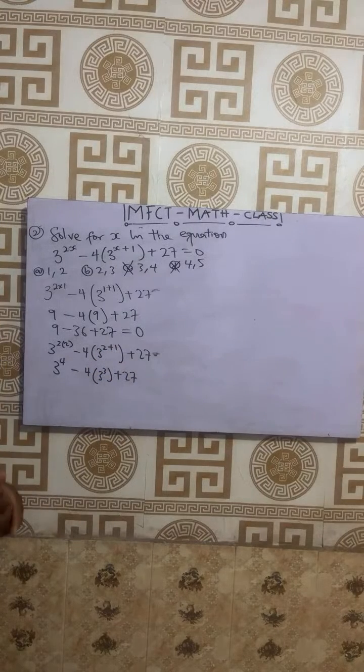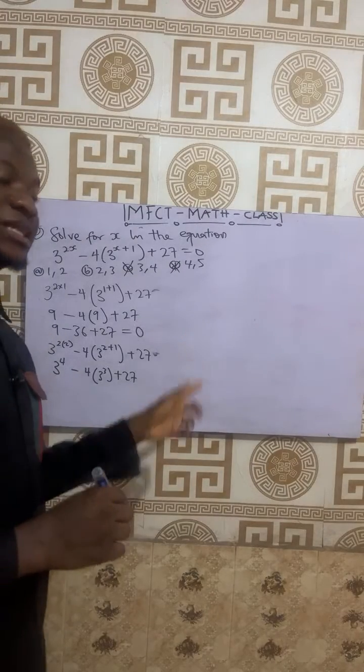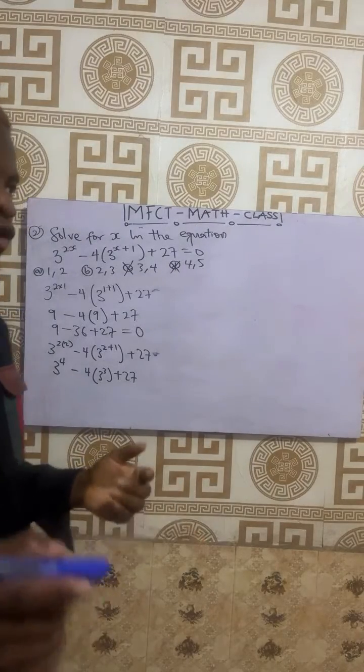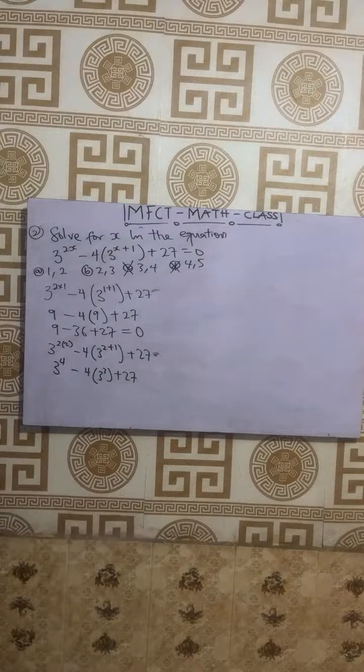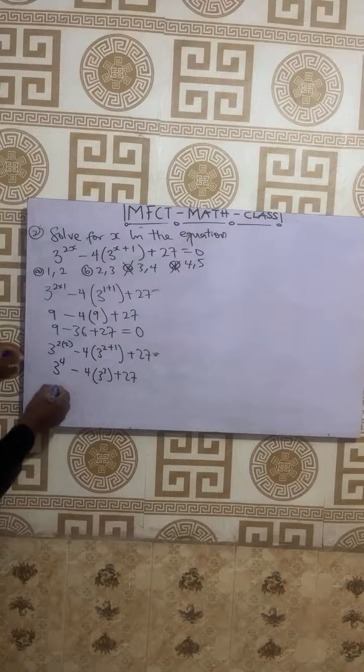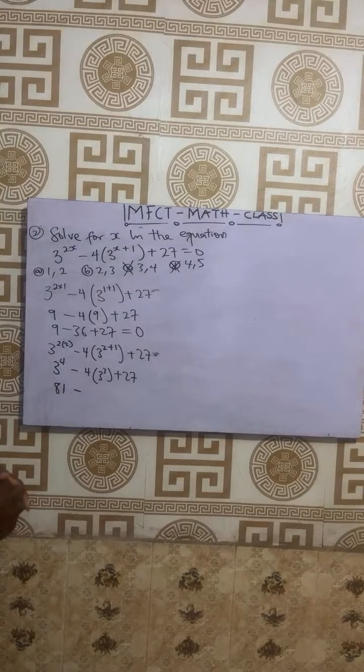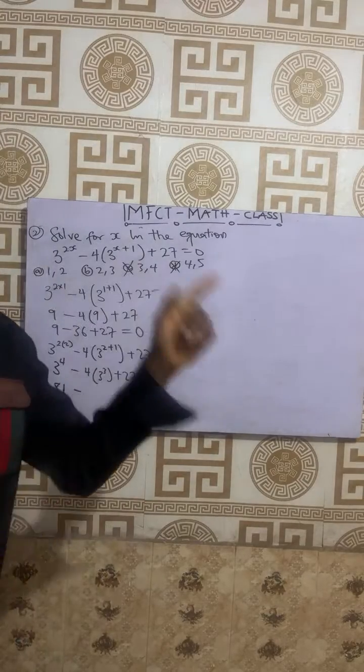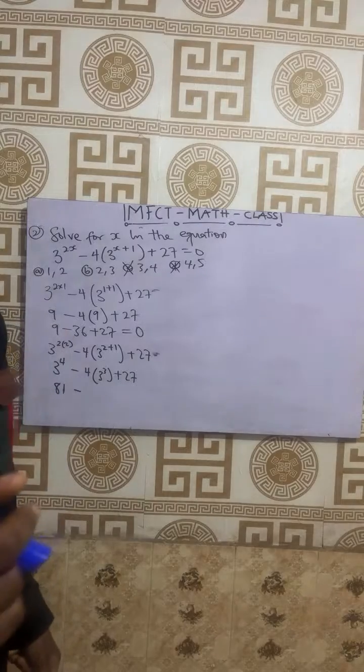So guys, what is 3 raised to power 4? That is 3 times 3, 9, right? So 9 times 9, that is what? 81. So this simply means that 3 raised to power 4 is 81. 81 minus, now guys, what is 3 raised to power 3? 3 raised to power 3, that is 3 times 3, 9. 9 times 3, 27, right?